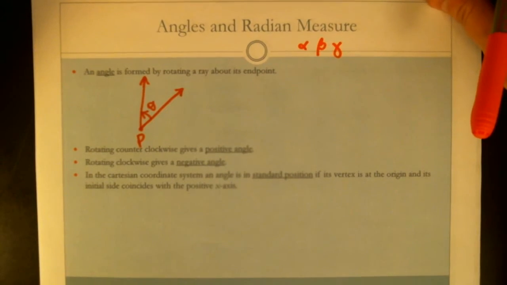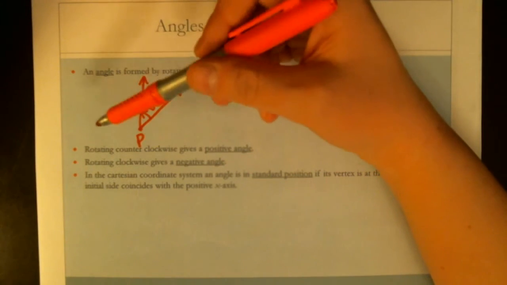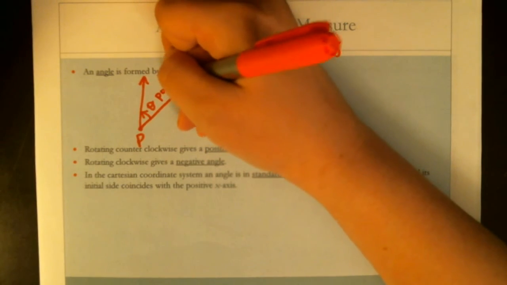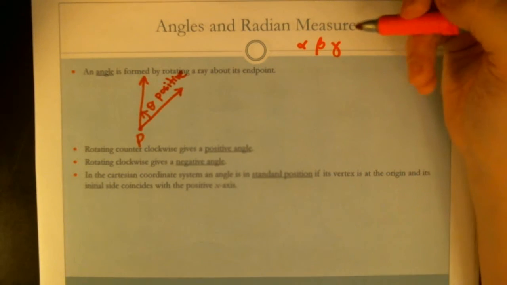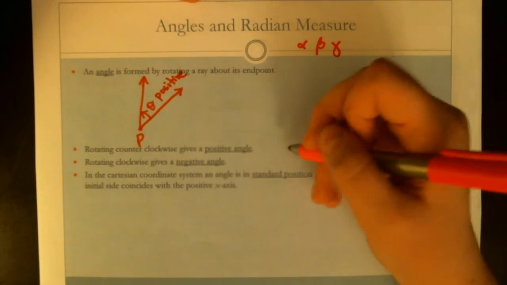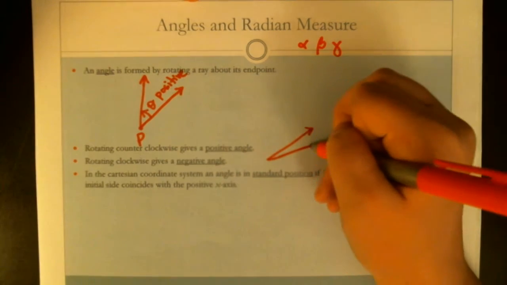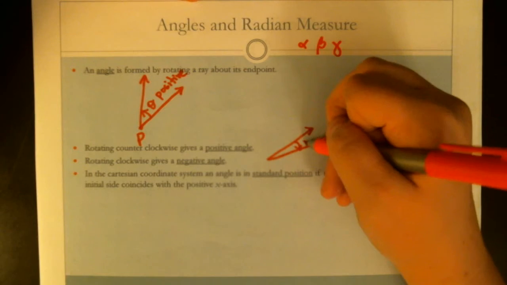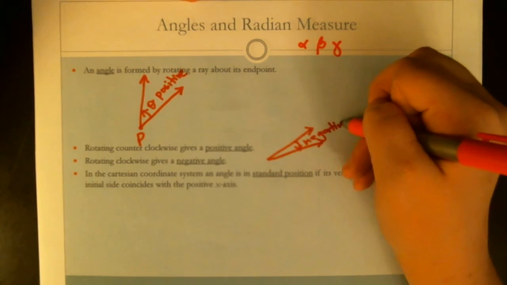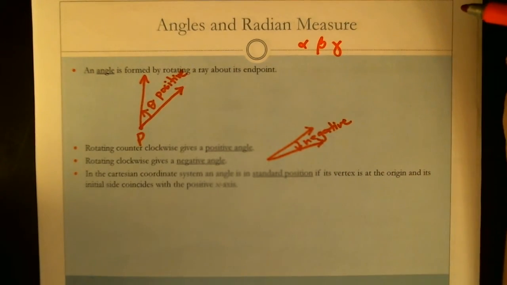So if we rotate counterclockwise, is that what I want to do first? Yes, counterclockwise, we get a positive angle. So this one is in fact positive. We could also rotate clockwise, and that would give us a negative angle. So if we started here and we rotated, we'll just make this one little this way, that would be negative. So there is a direction associated with our angles. Again, counterclockwise is going to be a positive angle, and clockwise is going to be a negative angle. We're going to get even a little pickier than this.